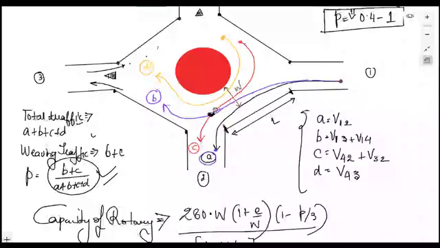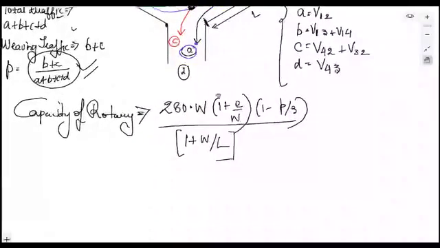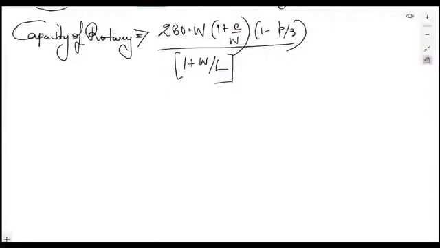You will calculate all 4 weaving ratios, and then out of those 4 weaving ratios, the maximum value we will use in this formula to calculate the capacity. Now, for the rest of the values, E is equal to (E1 plus E2) by 2. Now, what is E1?